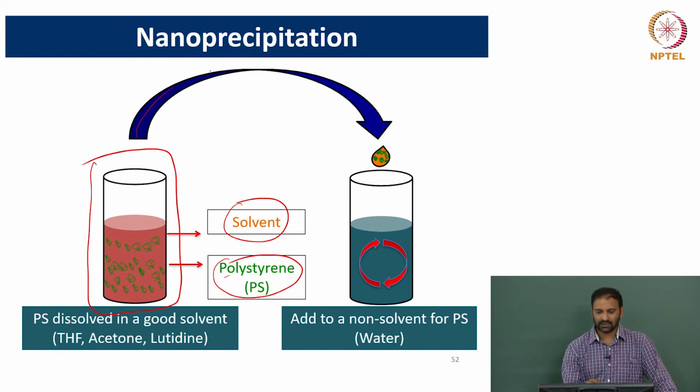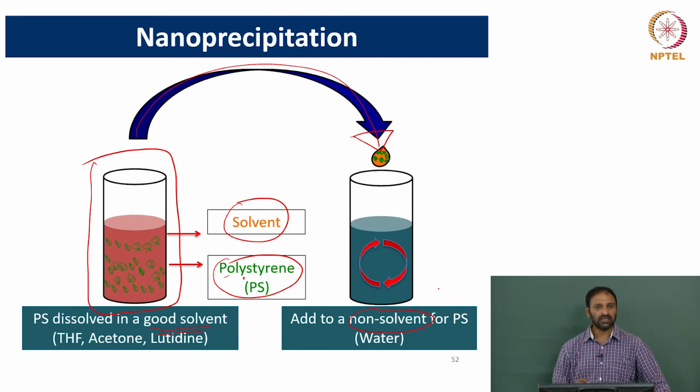Now what I do is I take this and I add a drop of that into another container which has another solvent, another fluid, which is a non-solvent for the polymer. Initially the polymer is dissolved in what is called a good solvent. That means this is a solvent in which the polymer dissolves completely. I am able to get a homogeneous solution, and I take that solution and add it into a fluid, and the fluid is a non-solvent for polystyrene. That means this polymer does not like to be in that solvent.